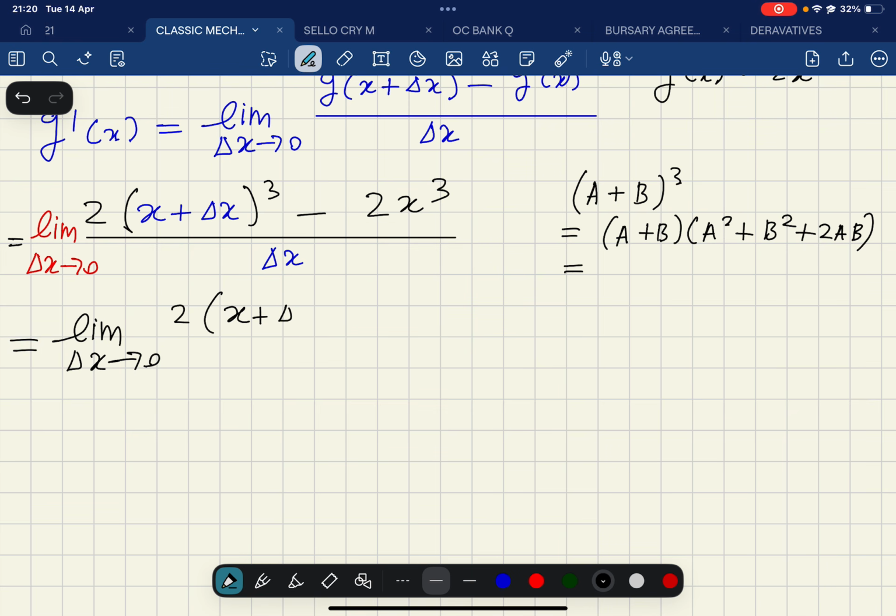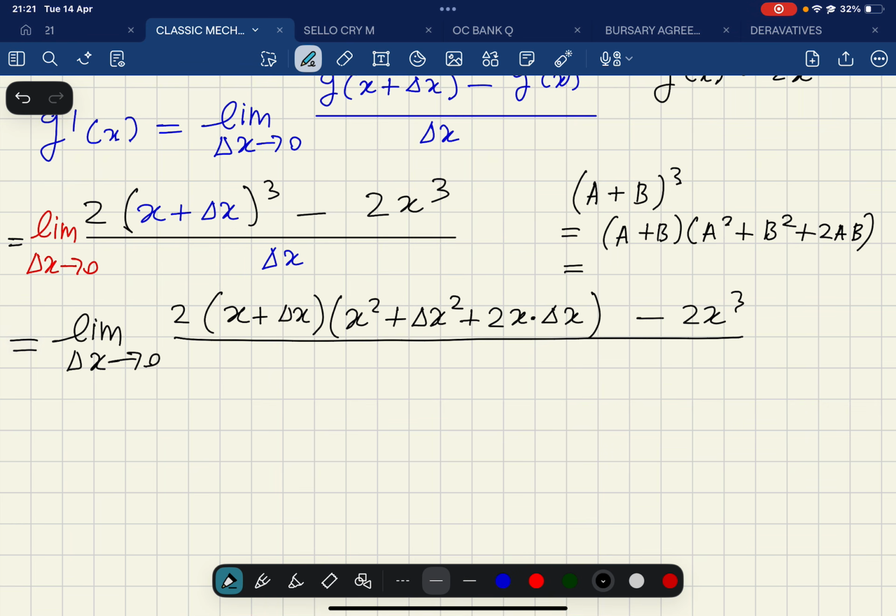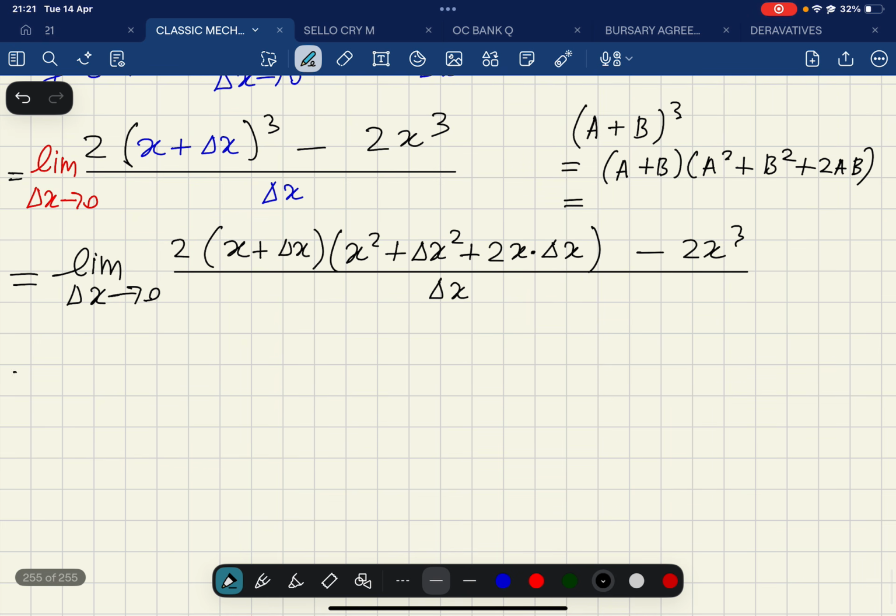Which means from here I will remain with x plus the change in x, multiplied by x squared plus change in x squared plus 2 times x multiplied by the change in x. I close the bracket, I say minus 2x cubed, all divided by the change in x. So from there I have equal sign, then I have the limit as change in x approaches 0. So I'm going to multiply the brackets again.